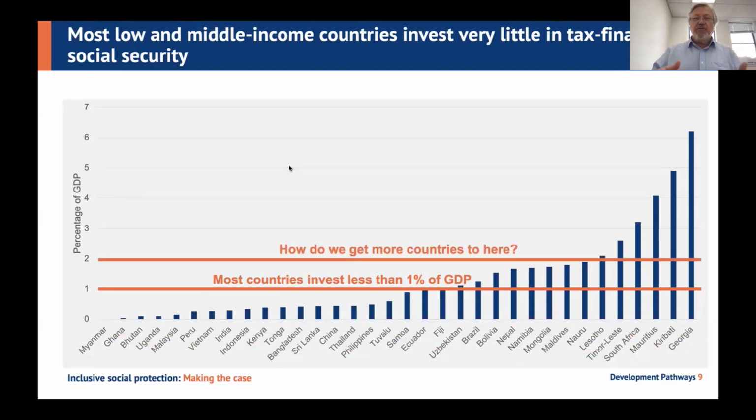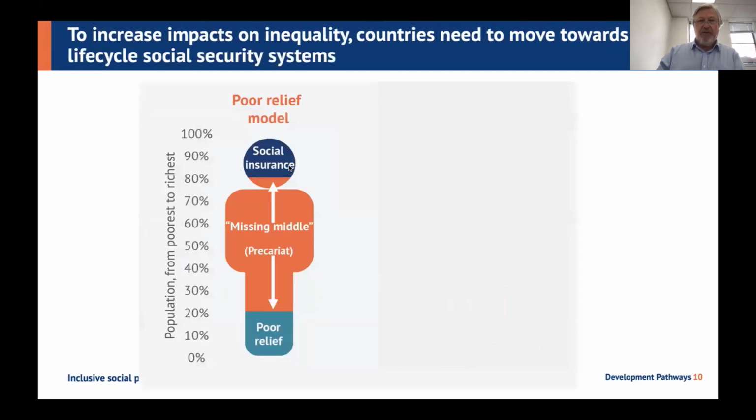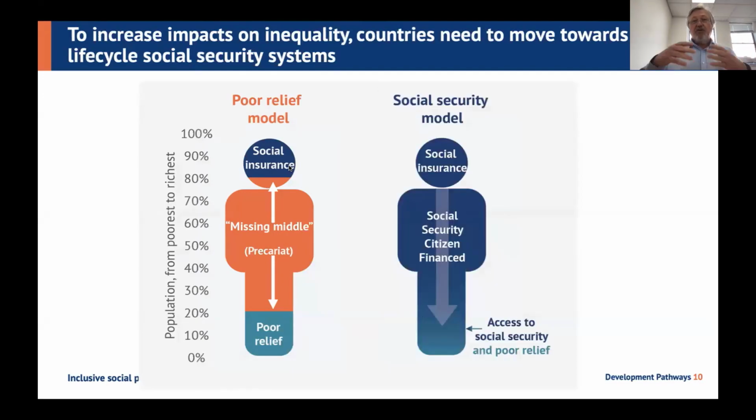And the question is, if we really want to address and tackle inequality, how do we get more countries up to, say, 2% or 3% of GDP in their expenditures so that we see greater impacts? The way to do that is to move away from this 19th century poor relief model that has often been pushed by many donors in low and middle income countries, to a more social security model based on the right to social security for everybody, which combines social insurance and tax financed schemes that reach everybody in a multi-tiered model. And that's the challenge that we need to see in countries now.